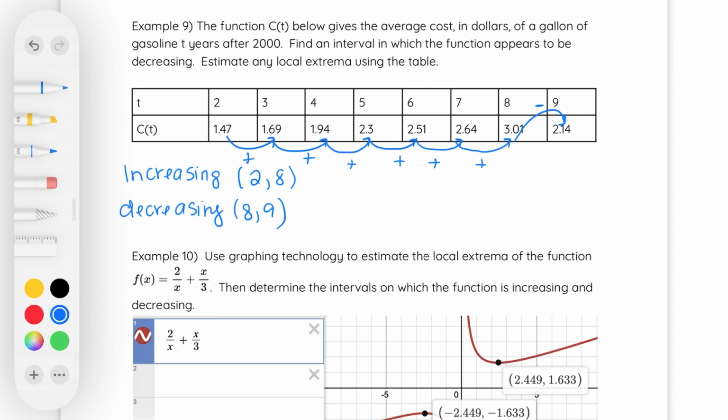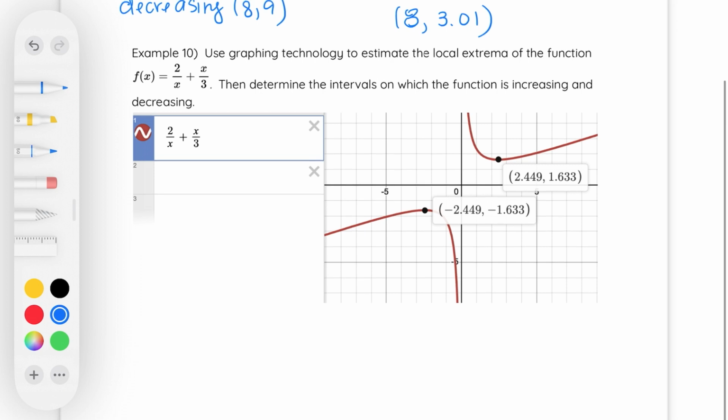Thus, because we switched from increasing to decreasing, we have a maximum when t is equal to 8. We could also say that the maximum is at $3.01 as well, depending upon how they want it written.